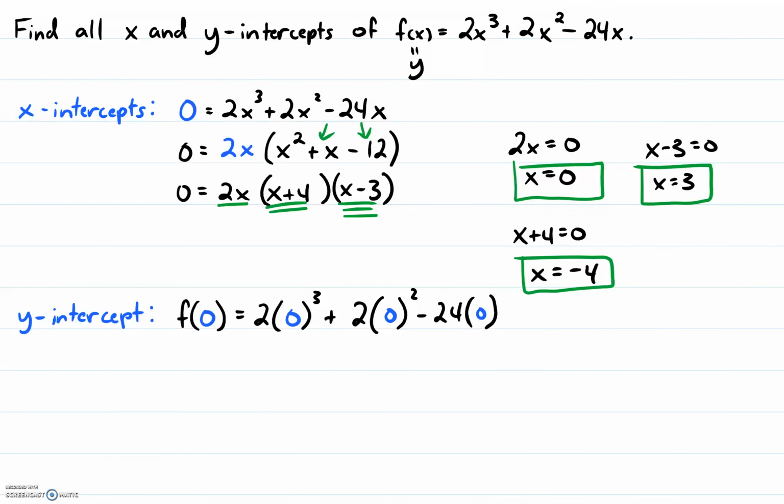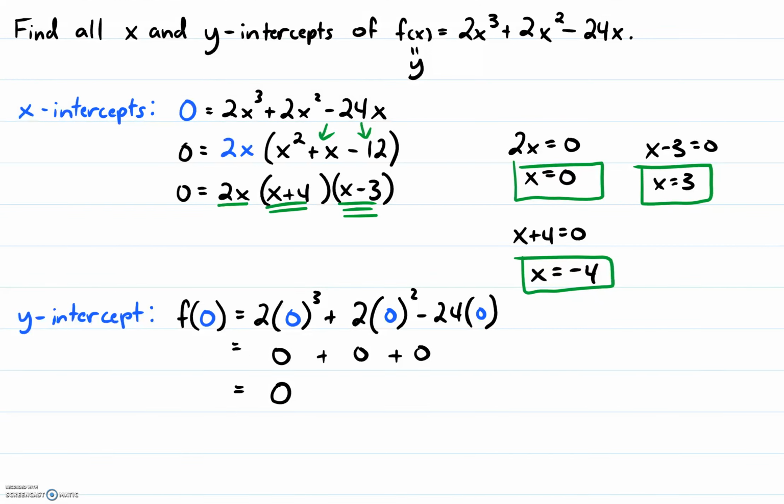Now, the really nice thing about this is all of these terms are going to zero out, because 0 to the third power is 0, multiplied by 2 is still 0. 0 to the second power is 0, multiplied by 2 is still 0. And negative 24 multiplied by 0 is still 0. So f of 0, or our y-intercept, is going to occur at the y value of 0. So the point there would be the origin.